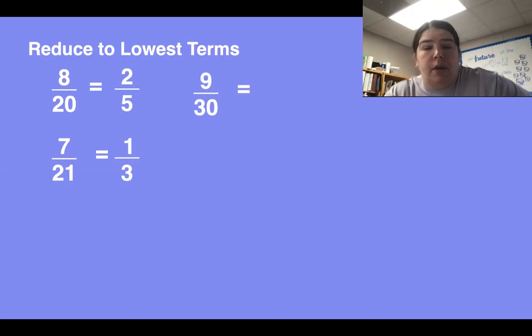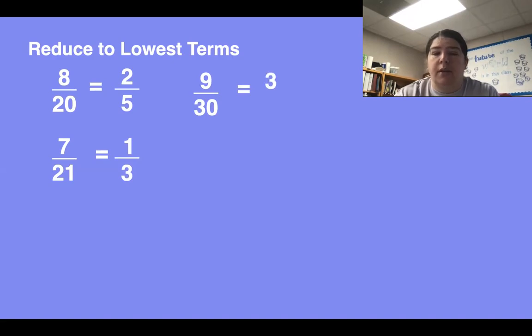Next one, 9/30ths. What is the greatest common factor of 9 and 30? Good, it's 3. So we're going to divide the top and the bottom by 3. You got it. Good job. You divide 9 by 3 and get 3, and divide 30 by 3, you get 10. Excellent.